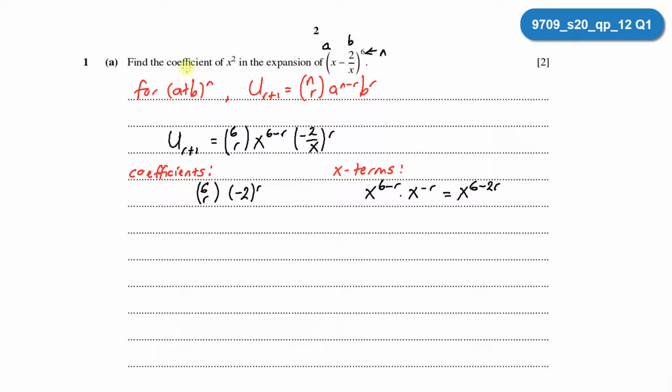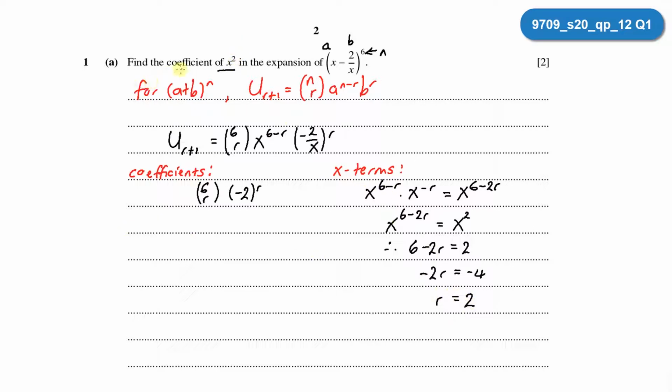Now, if we are going to get a coefficient of x squared, it means the x term, which is x to the power of 6 minus 2r, is x squared, which therefore means that equating the powers, 6 minus 2r should be equal to 2. That's minus 2r is equal to minus 4. So we can solve for r coming out as 2. So we now know that for the term in x squared, r is equal to 2.